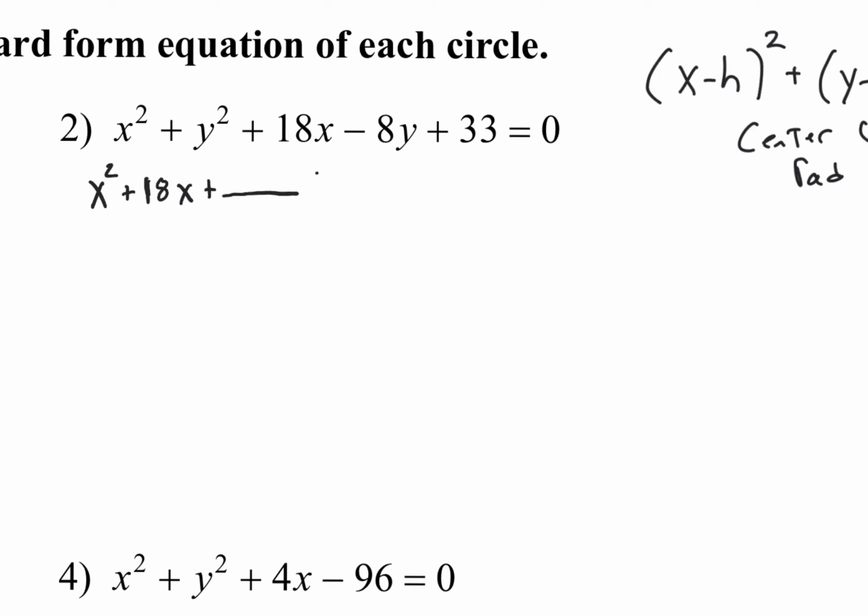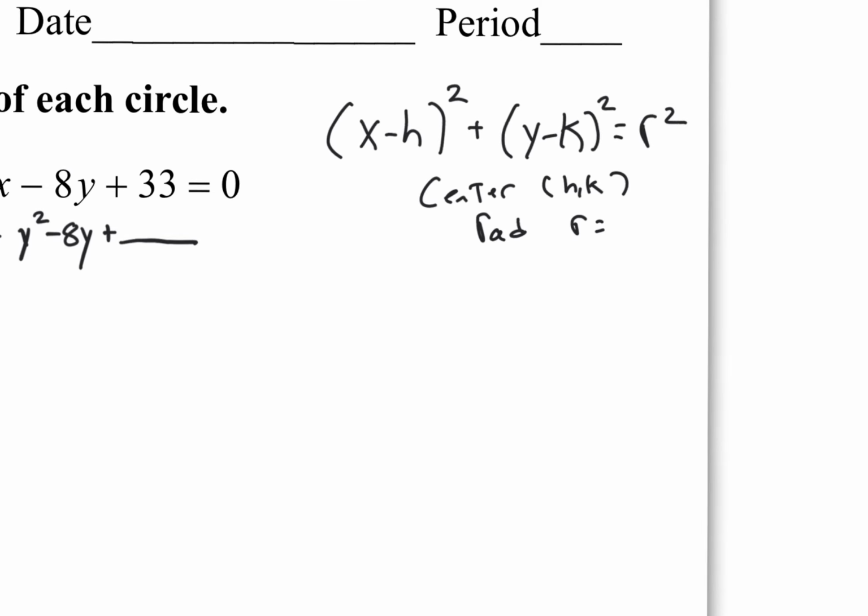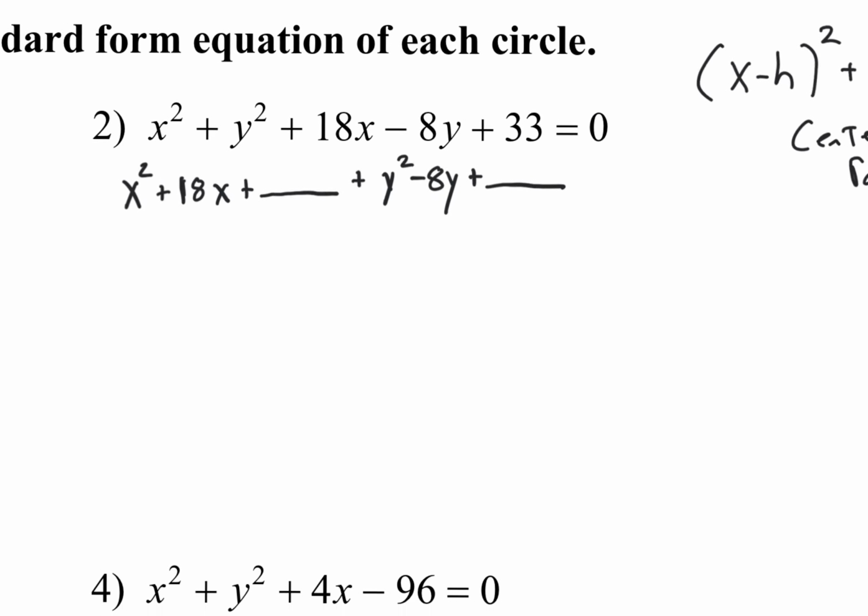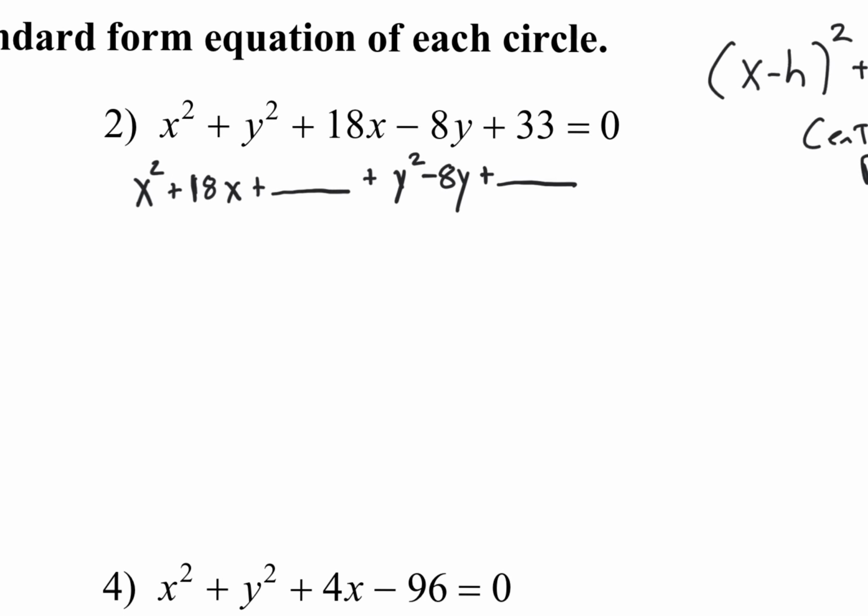Now I'm going to put my y squareds. So we've got plus y squared. I've got a minus 8y. But again, I know I want to complete that square, so I'm going to add another blank on here. Now, when I have it in standard form, I notice that I have my radius on the right-hand side. So I'm going to go ahead and subtract 33 from both sides of the equation. And instead of setting this equal to 0, I'm going to set this equal to negative 33. And all I've done is taken that 33 and subtracted it from both sides.